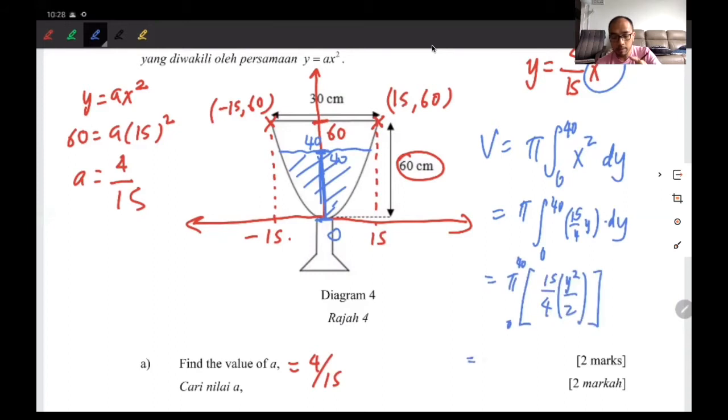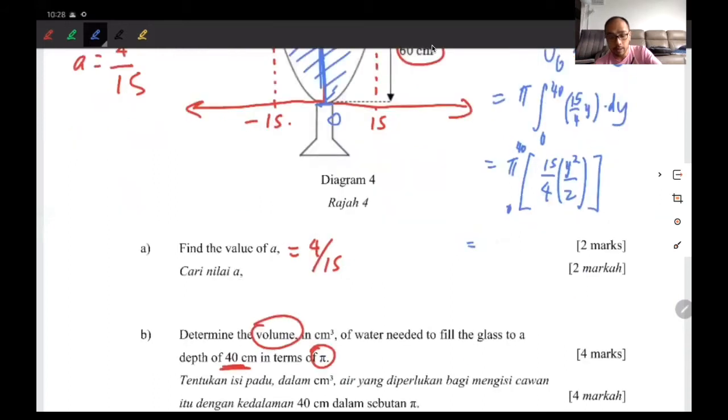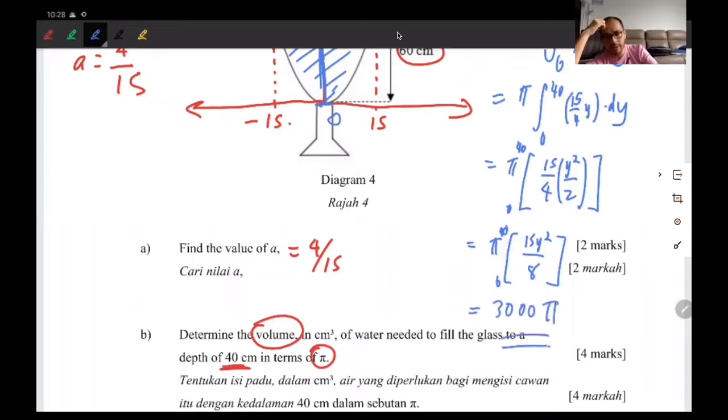Okay, let me simplify this. So pi, 0 to 40, 15 y squared over 8. Then I substitute the y inside and then I minus. And then what I will get is 3000 pi cm cubed.